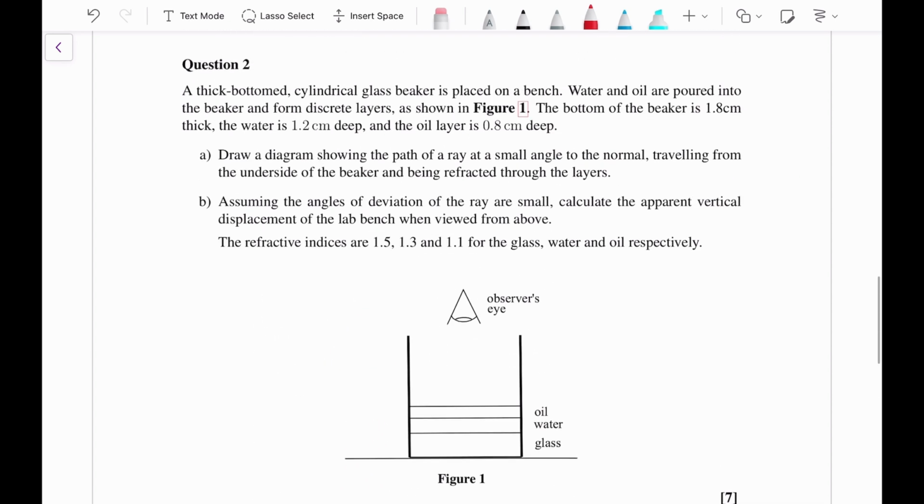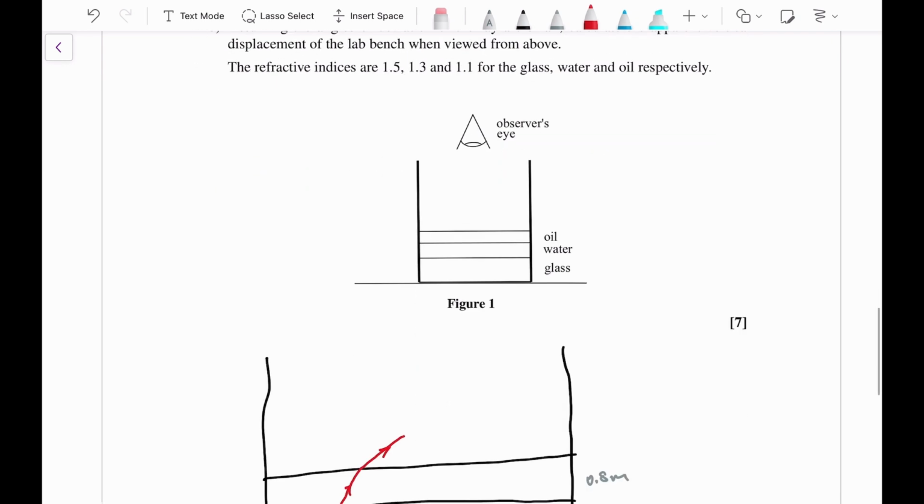Now let's see component B. It says, assuming the angles of deviation of a ray are small, calculate the apparent vertical displacement of the lab bench when viewed from above. And so that's viewed from above. And then it gave us the refractive indices, which are 1.5, 1.3, and 1.1 for glass, water, and oil, respectively.